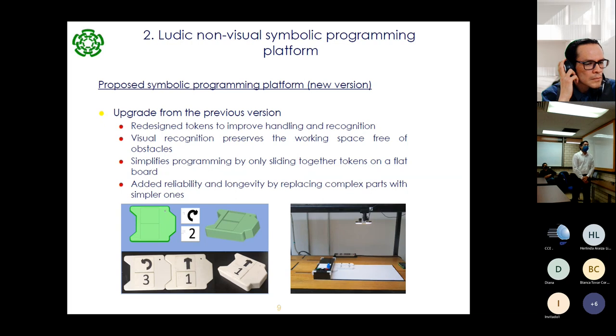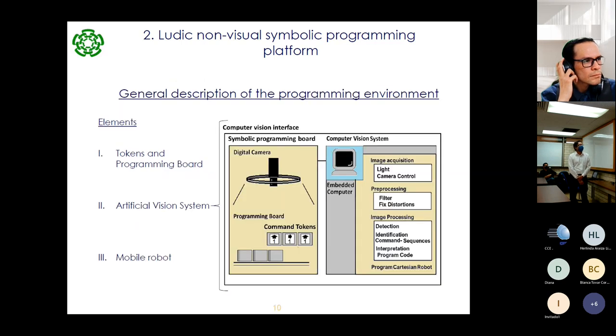The visual recognition keeps the working space free of obstacles. Another advantage is that it simplifies programming by only sliding tokens together on a flat board, instead of having to handle them separately to the board and then move them inside. It is also more reliable and has more longevity by replacing complex parts with simple ones, like replacing the Arduino inside every token with a webcam for the whole interface.